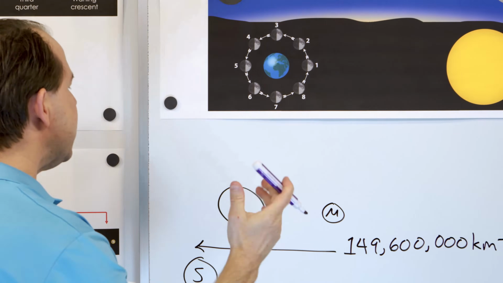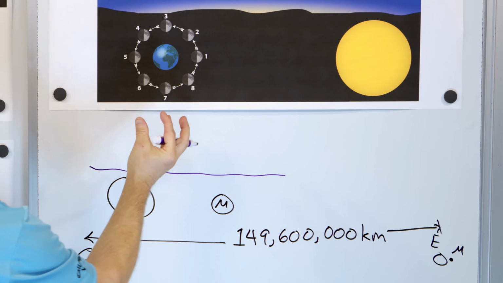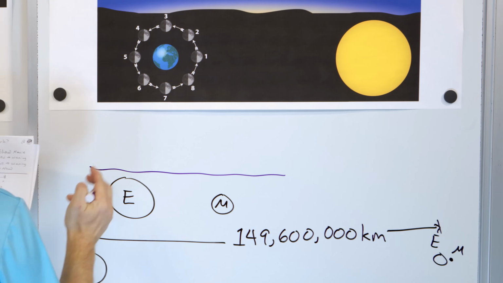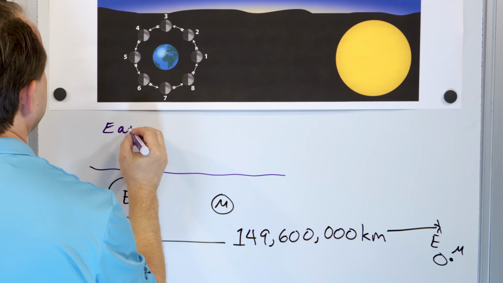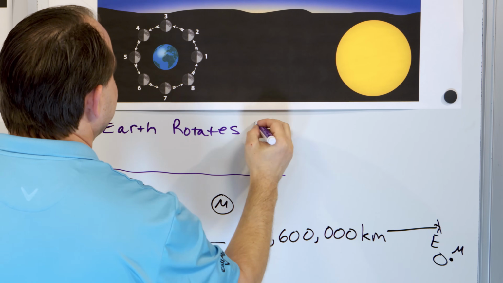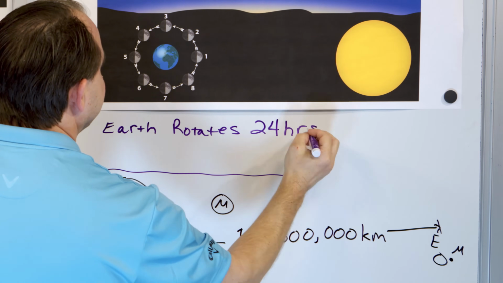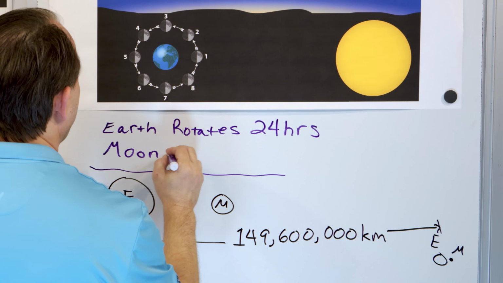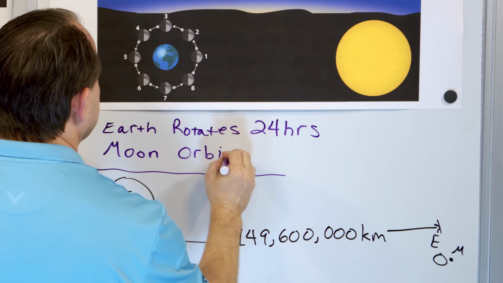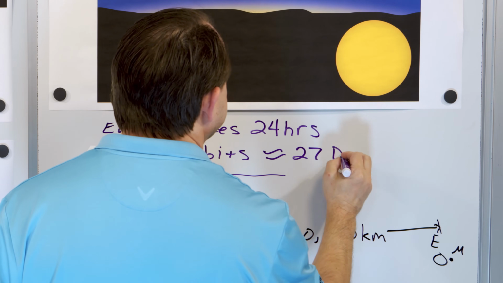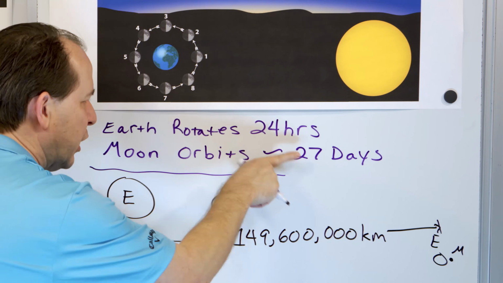All right, now the next piece of information we need to really understand this is we need to think about the Earth rotating on its axis, and we also need to think about the moon going around the Earth. So the Earth rotates in 24 hours. 24 hours goes around one time, okay? But the moon orbits the Earth, it goes around the Earth, approximately every 27 days. So not anywhere close to an Earth day.